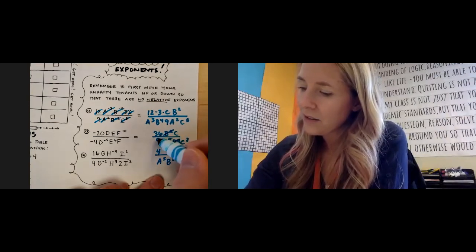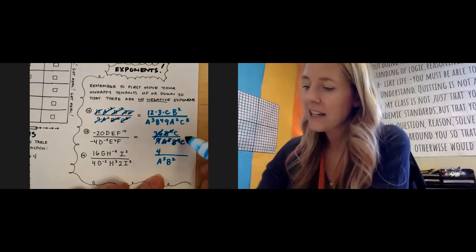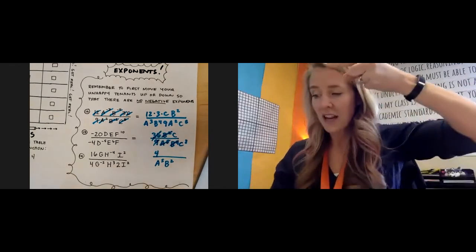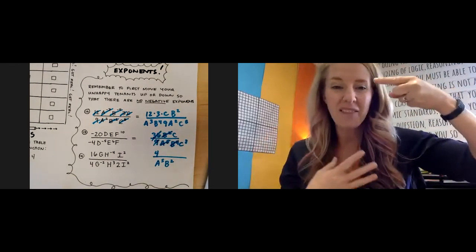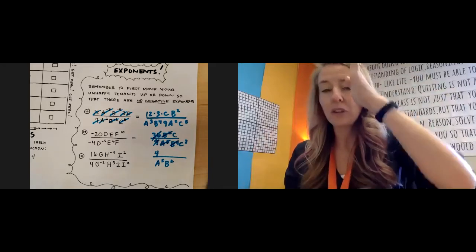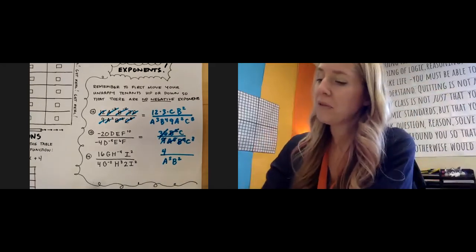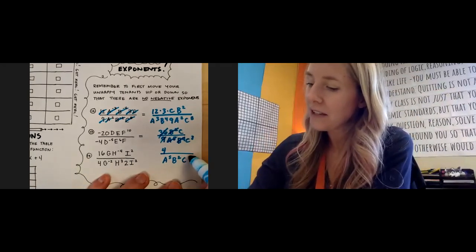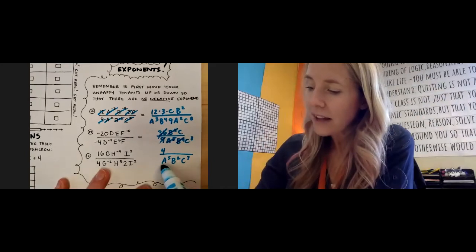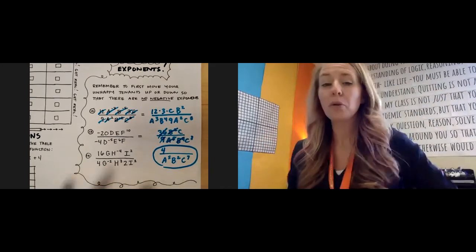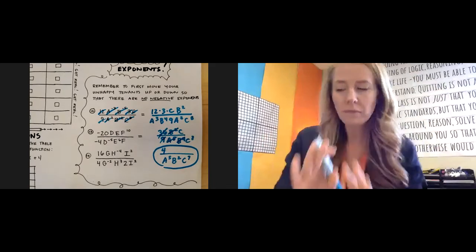Took care of my constants. And now I have 1 C upstairs and 8 of them downstairs. So I can only cancel out 1. And I'm left with 7 C's downstairs. So there's lots of steps of simplification to go through to do a problem like that.